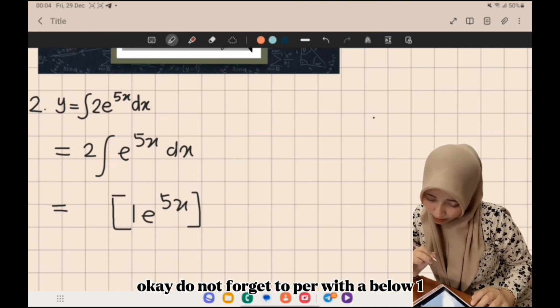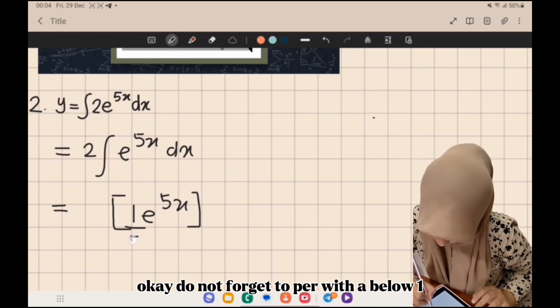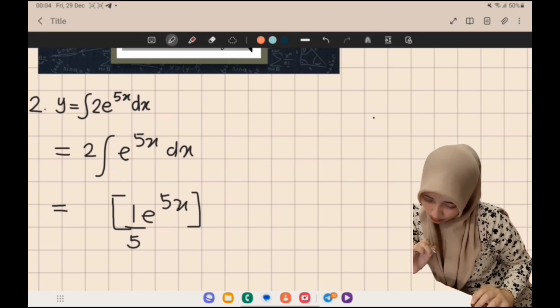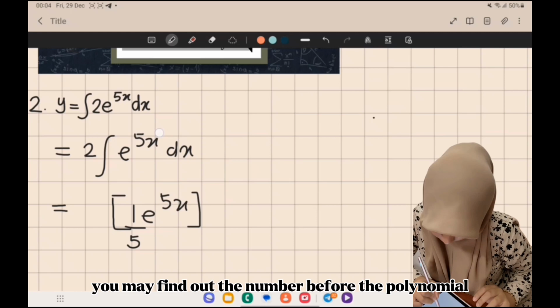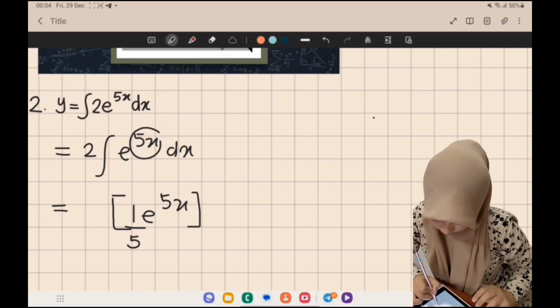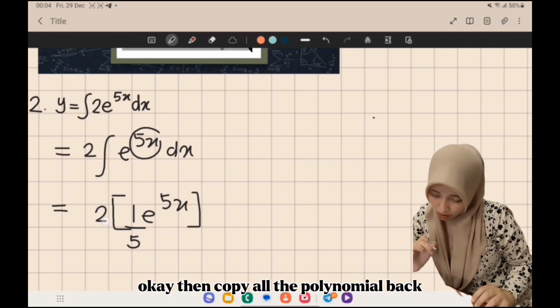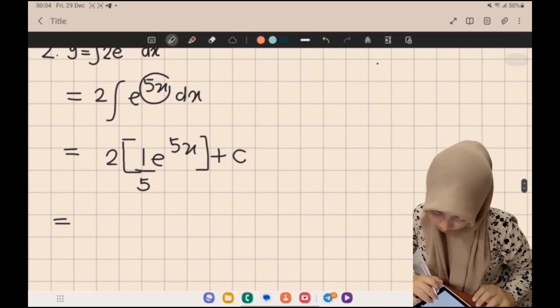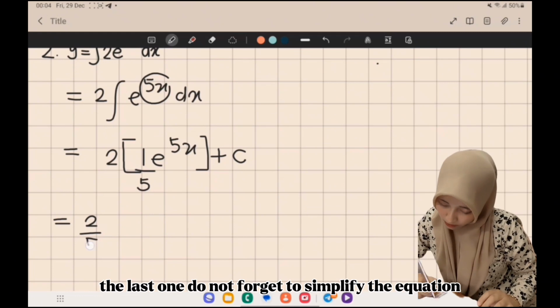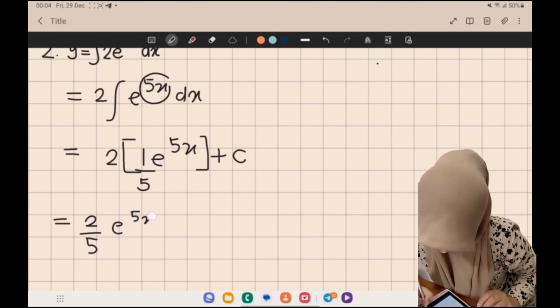Do not forget to pair it with a below 1. To identify a, you may find the number before the polynomial. Then copy all the polynomial back. The last step, do not forget to simplify the equation.